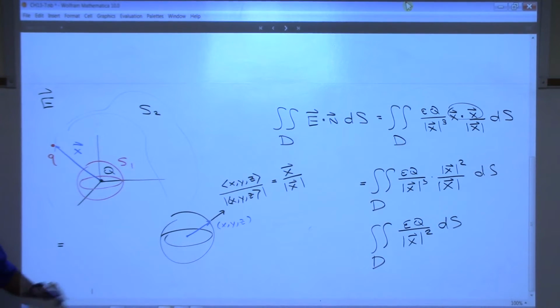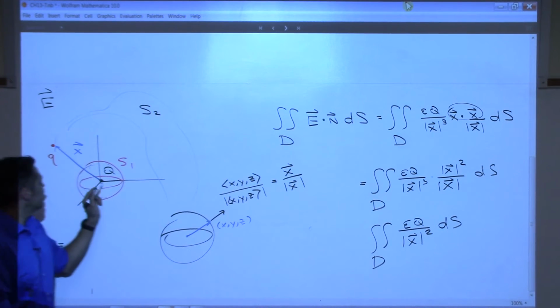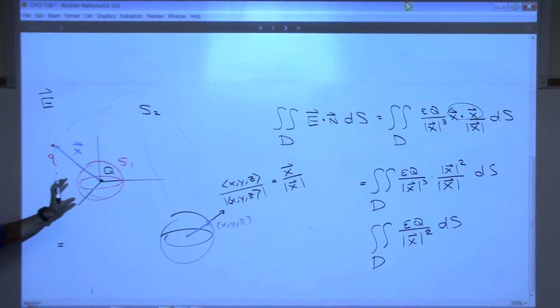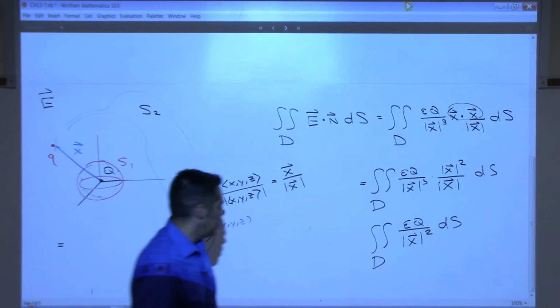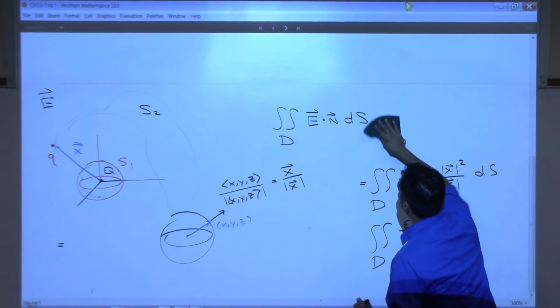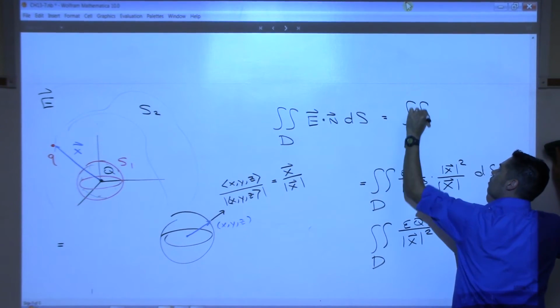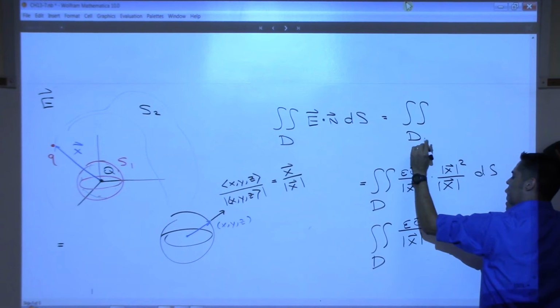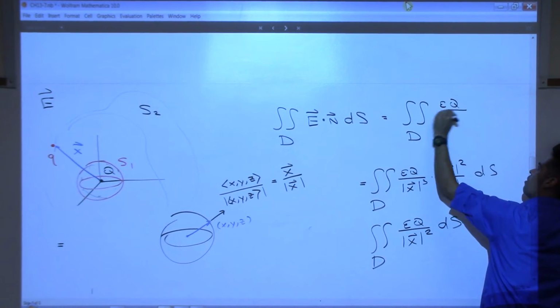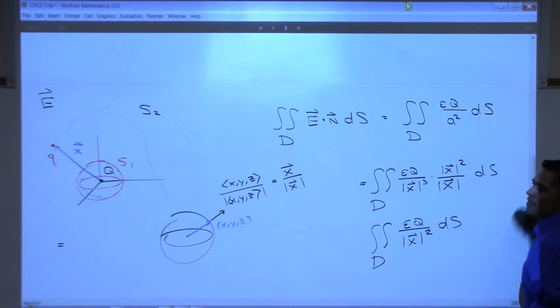Remember how we chose this guy, S1? Well, I erased S1 a long time ago, but, right? This was a sphere of radius A. So if I take any point on that sphere, it has a distance of magnitude of A. So I can replace this down here with A squared. So here's where I am now. This is equal to double integral over D of EQ over A squared ds.